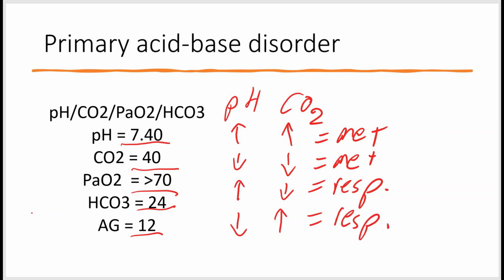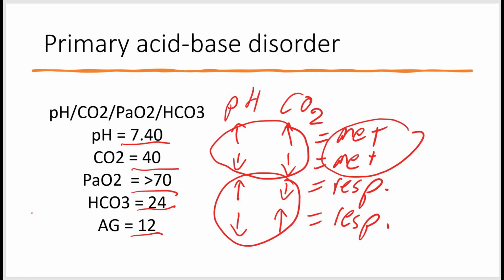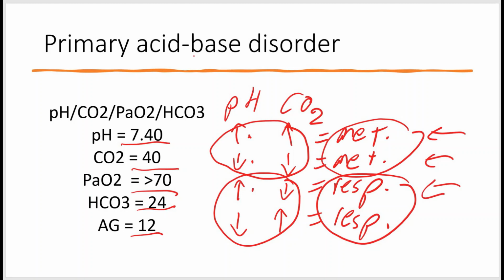Notice how if the pH and the CO2 disturbance are going in the same direction, they are metabolic. And if the pH and the CO2 are going in opposite directions, then the disturbance is respiratory. And depending on the pH, it'll tell you if it's acidotic or alkalotic. So here you have metabolic alkalosis. This one you got metabolic acidosis, respiratory alkalosis, and respiratory acidosis.